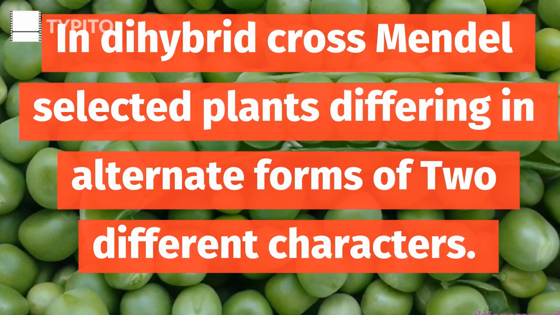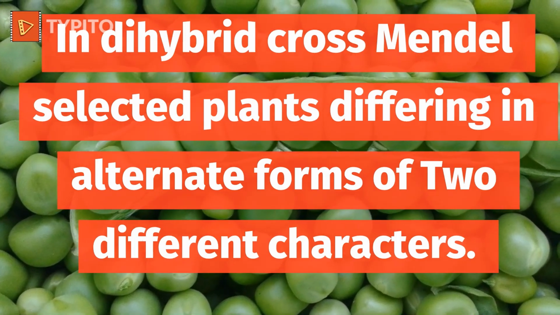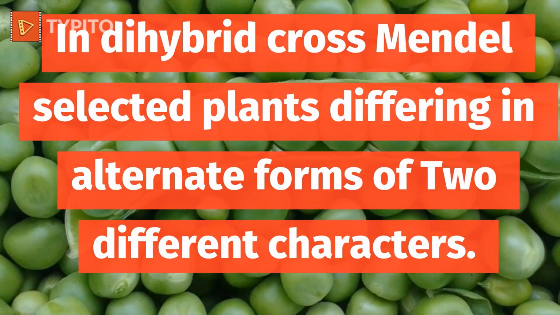Similarly, Mendel conducted dihybrid cross. A dihybrid cross is a cross between two plants differing in the alternate forms of two different characters. Character 1 is color, character 2 is shape, for example. So thus he crossed round yellow plants with wrinkled green plants.